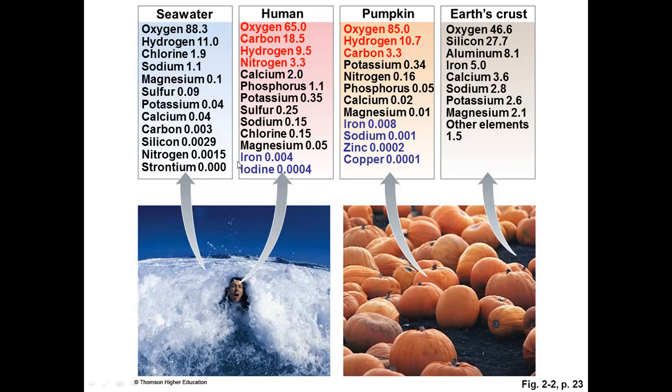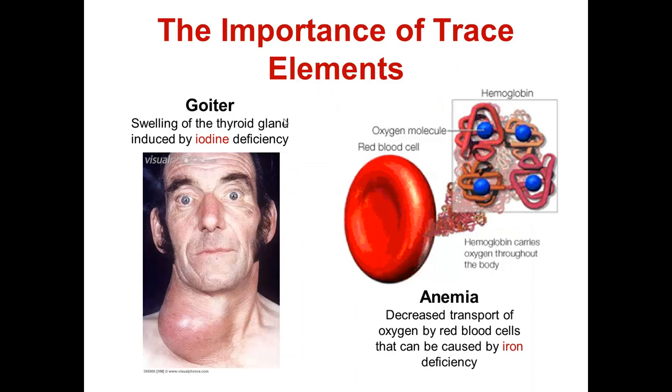You also see here that I've labeled some of these elements in blue. These are elements that are found at very, very low levels in living things. So you can see here that iron makes up only 0.4%, while iodine makes up only 0.04% of the mass of a human. These are referred to as trace elements because they're present at very low levels. However, that's not to say that trace elements are not very important.